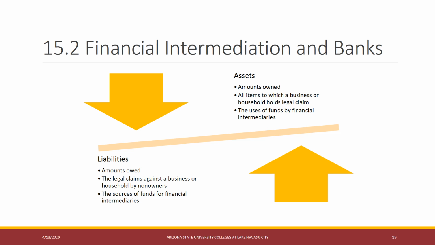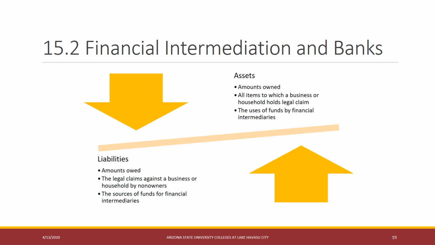For example, the amount owed or any kind of legal claims against a business or households by the non-owners. These are the sources of funds for the financial intermediaries. When you place $100 in your transaction deposit at a bank, the bank creates a liability. It owes you $100 in exchange for the funds deposited. A commercial bank gets its funds from the transaction and savings accounts. An insurance company gets its funds from the insurance policy premiums that we pay.